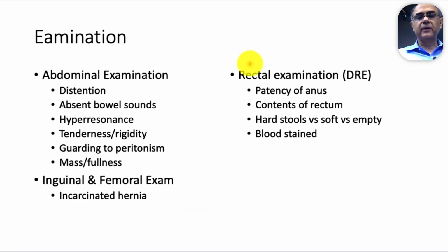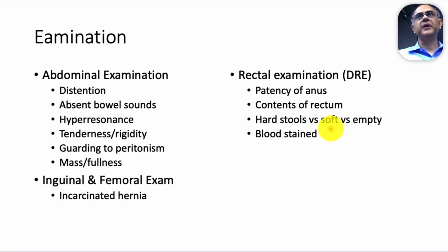Then comes the digital rectal examination, the hallmark of the surgeon, a very important examination. So what will be the finding when you do a digital rectal examination in intestinal obstruction? The contents: whether the fecal matter is solid, soft, or empty. So these are the 3 features which can tell you.